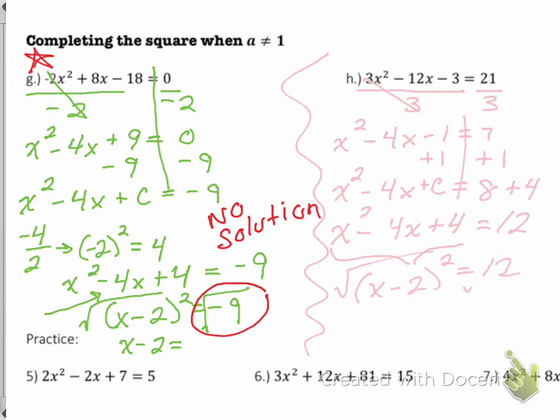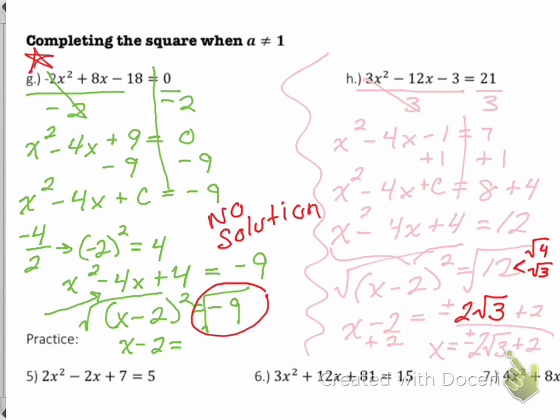And I'll square root both sides, and I get x minus 2 is equal to positive or negative. Now, 12 is a radical that I can simplify: root 4 times root 3, right? So that gives me positive or negative 2 root 3. I'll change back over to my pink here. Then I'll add 2 to both sides, and I get x is equal to positive or negative 2 root 3 plus 2. That whole thing is my answer.